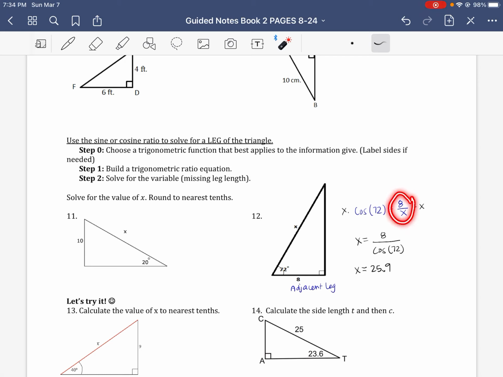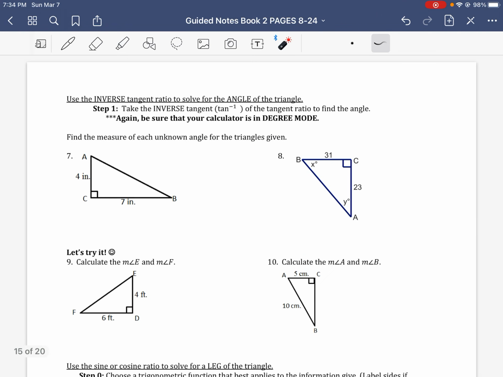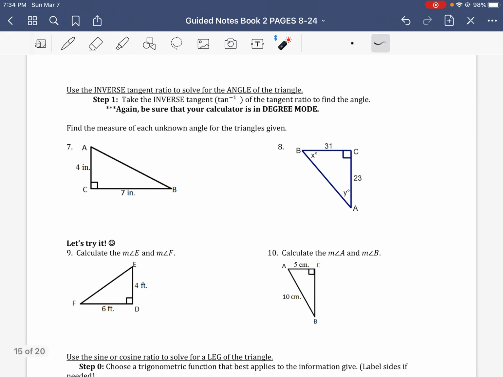Now, what we're going to look at today is called the inverse trigonometric function. Well, what do we do if we know both sides, but we want to find the angle? And you sort of have to undo the cosine or perform the inverse to actually solve for the angle. So let's just look at what that looks like as far as the notation. I'm going to just do a few examples and kind of identify the way that we write inverse and so on and so forth. So this says find the measure of each unknown angle for the triangles given, and I'm going to look specifically at number 7 here from your notes.